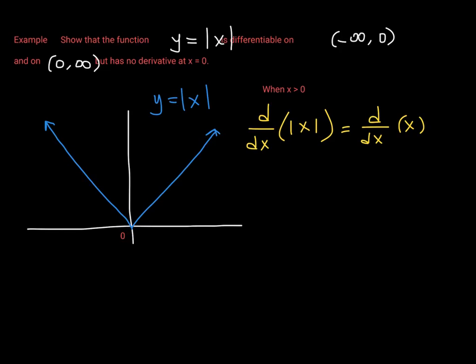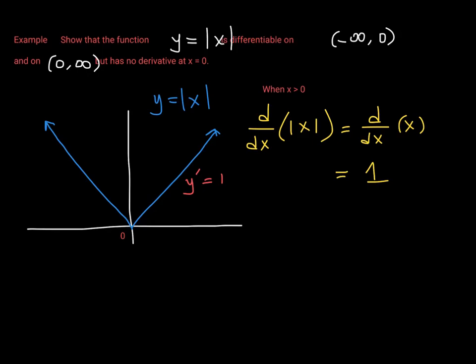So for positive x values, meaning this part of the graph, the derivative of the absolute value of x, right? The derivative of the absolute value function is equivalent to the derivative of just x. Because remember, x is positive. So the absolute value of x is the same as x. Now, this here is the identity function. And so therefore, the derivative is just equal to 1. All right? So what we just determined now is that for this branch here, y prime is equal to 1.